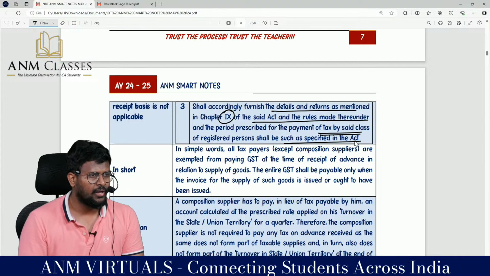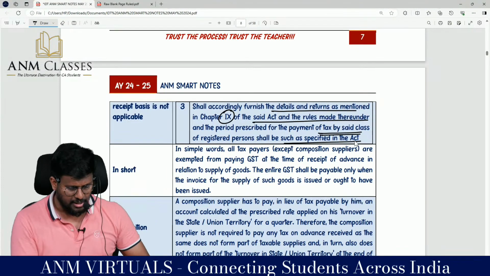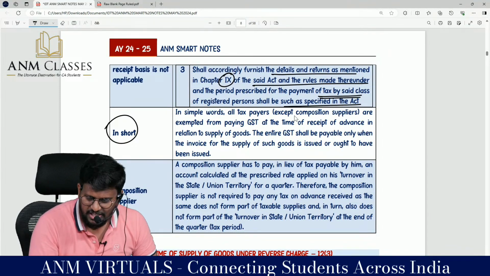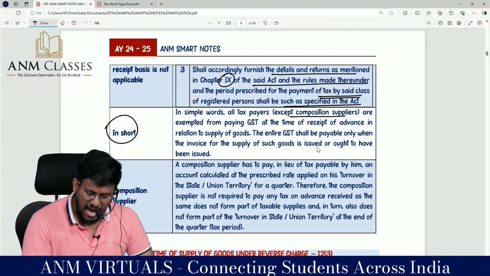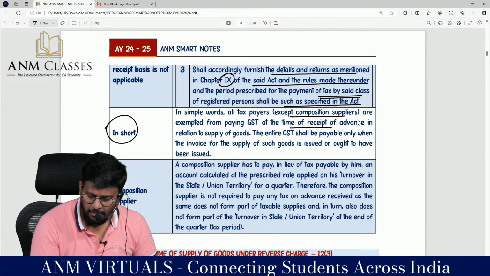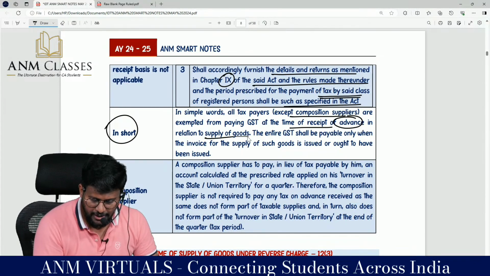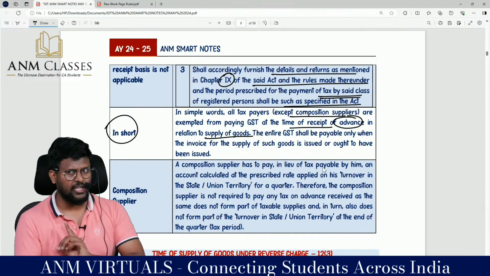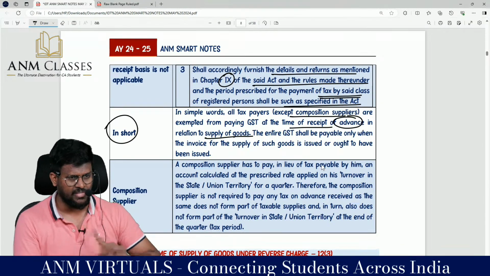You have to pay when you raise the invoice, that is enough? In short, in simple words, all taxpayers except the composition dealer are exempt from paying GST at the time of receipt of advance in relation to supply of goods, correct? This notification is not applicable to services.